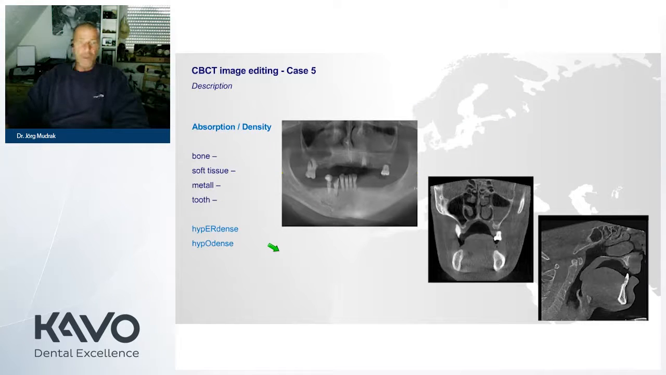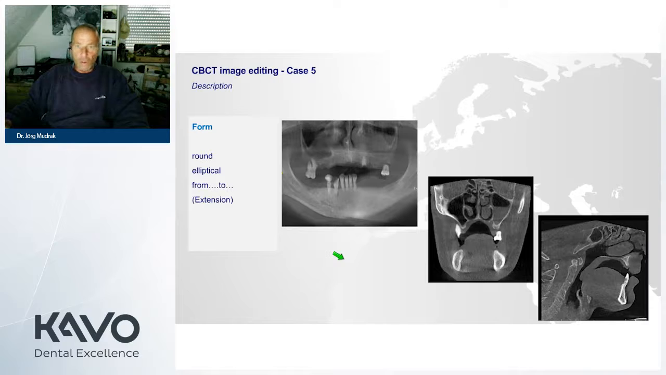So if we now refer to our department, to our convenience zone, then we have to discuss what we can see from the absorption. So we see that there are some hyperdense and hypodense structures. If you look at this one, you see the horizontal bone loss. You see radices relictae in the maxilla. Sorry. You see the left maxillary sinus, and you see the narrowing of the airway space as well as the high arched palatal arc.